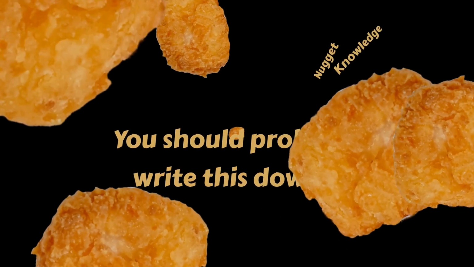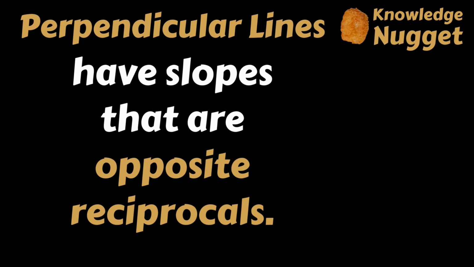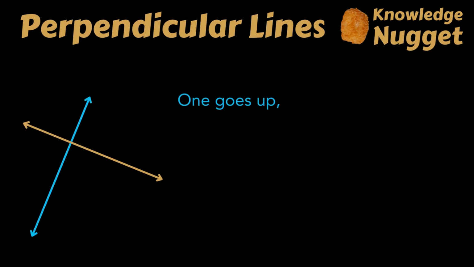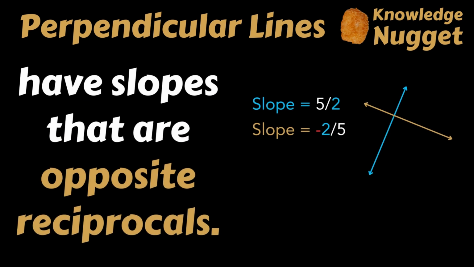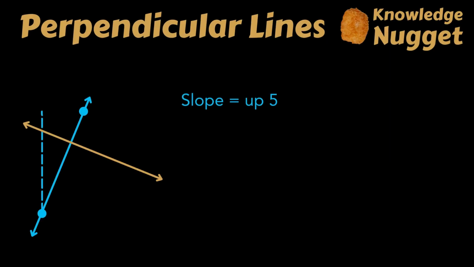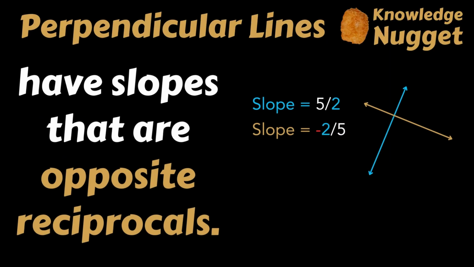The slopes of perpendicular lines are negative reciprocals. One goes up, the other does not. One is steep, the other is not. One has a slope of up 5 over 2, the other will go down 2 over 5. And they'll have slopes that are negative reciprocals. Sing it with me. The slopes of perpendicular lines are negative reciprocals. Okay, that was terrible, but hopefully it will help you remember that the slopes of perpendicular lines are negative reciprocals.